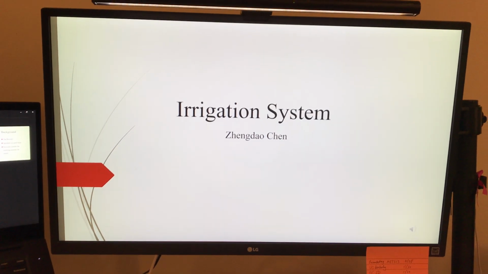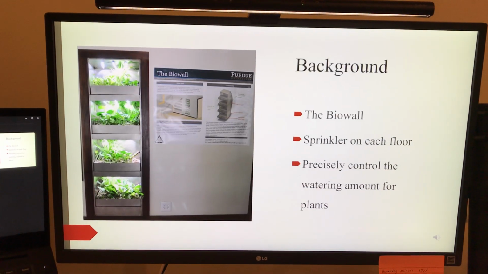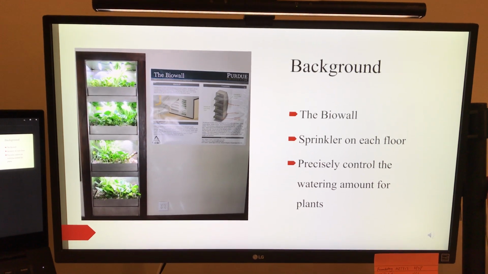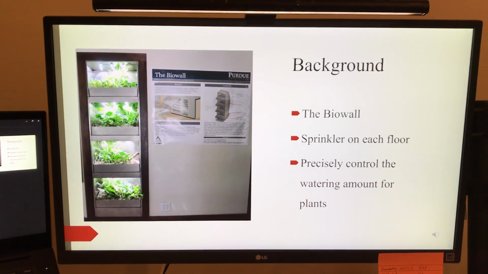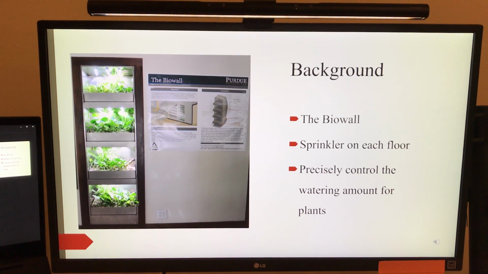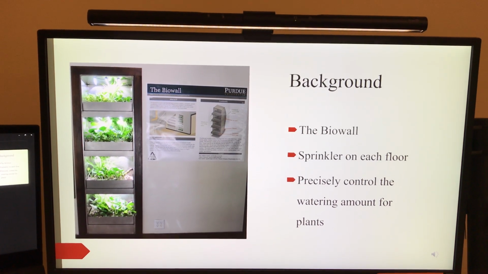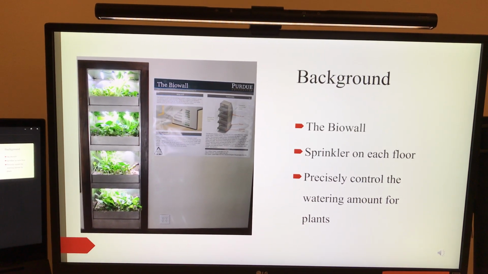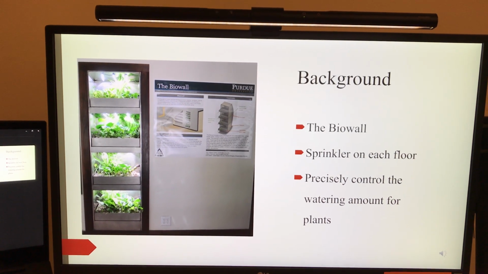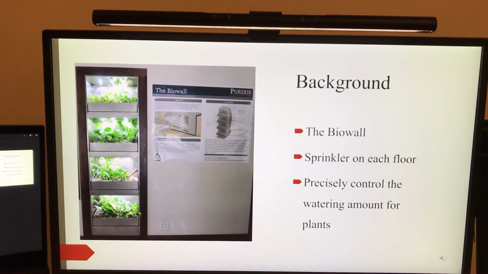Hello everyone, my BQR presentation is on the irrigation system, and my background is about the biowall. The biowall is the undergrad research I'm doing right now, and I got the inspiration from it. I want to do a sprinkler system or irrigation system for each floor of the plants, as you see in the picture on the left hand side. And I want to know how to precisely control the water amount for different plant watering.